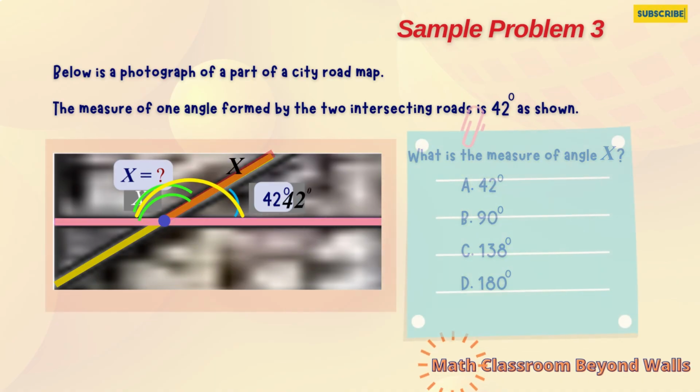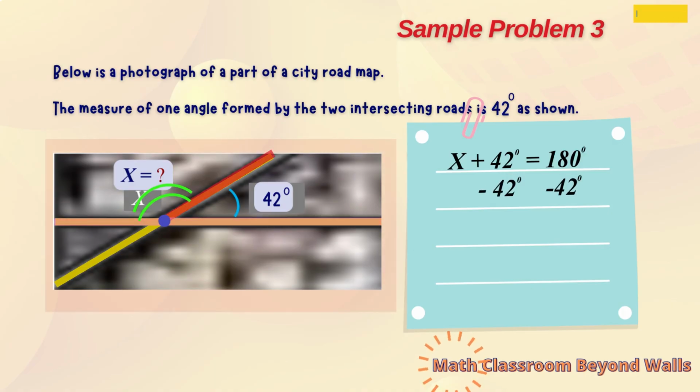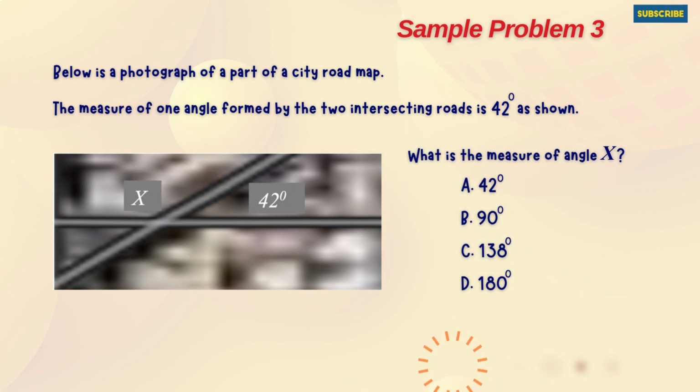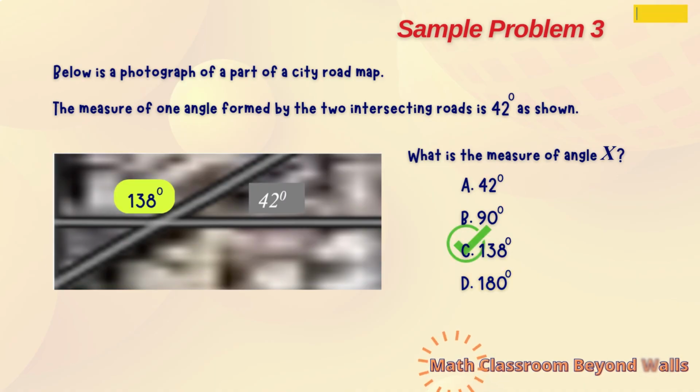That is, the measure of angle x plus 42 degrees is equal to 180 degrees. To find the measure of angle x, we will subtract 42 from both sides of the equation. Thus, this gives us 138 degrees. So, what is our answer, learners? Is it option A, option B, option C, or option D? Okay, so the answer is option C. The measure of angle x is 138 degrees.